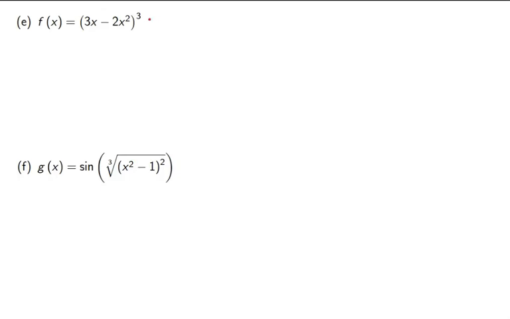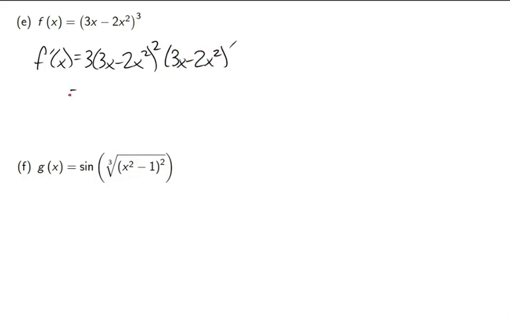This example has a third power as your outside function. I'm going to think of it as u to the third. The derivative of u to the third is 3u squared. 3u squared times the derivative of the inside. 3 times 3x minus 2x squared, squared, and the derivative of the inside is 3 minus 4x.